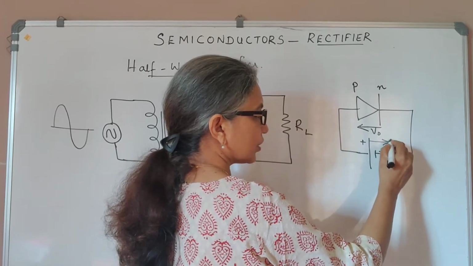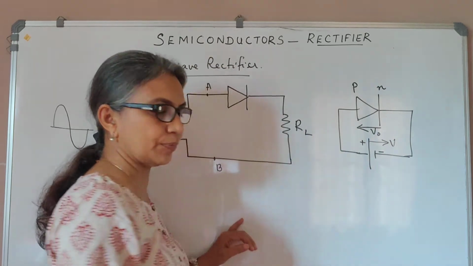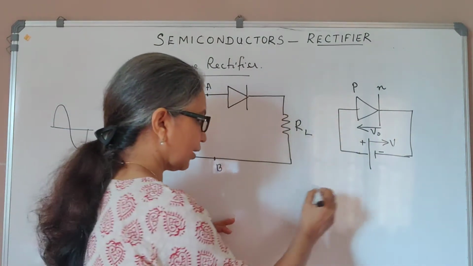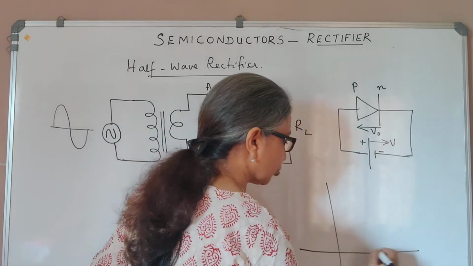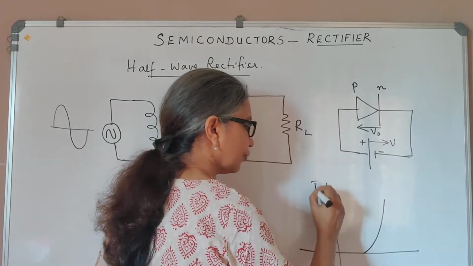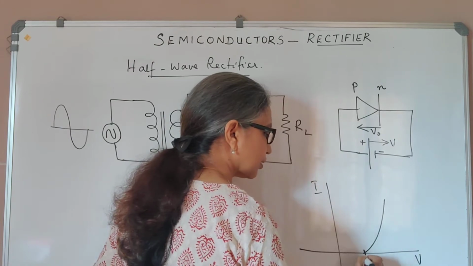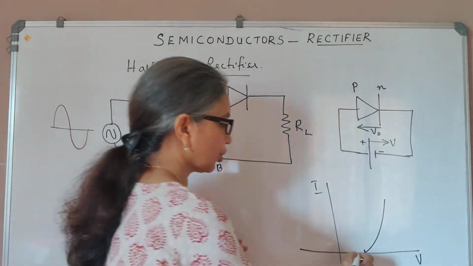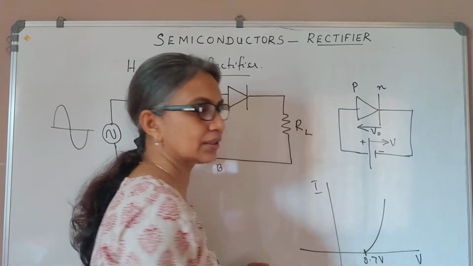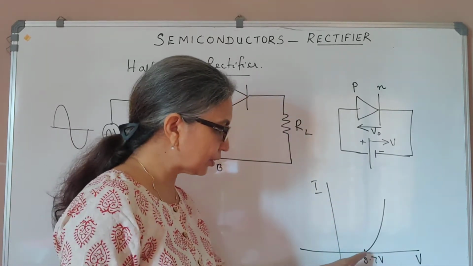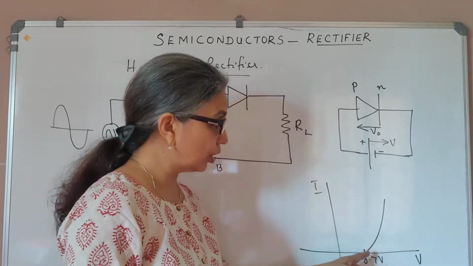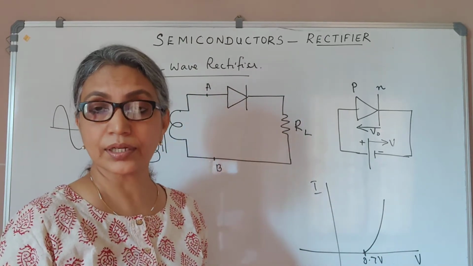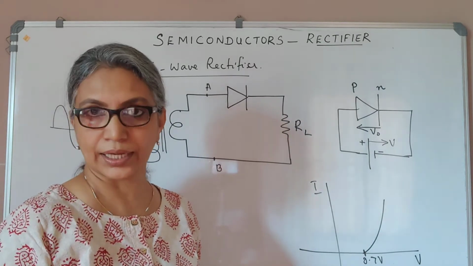So the supply voltage is now opposing the potential barrier, which means the depletion region becomes thinner, and what we have will be a large diffusion current. This is the threshold voltage or the knee voltage, which is around 0.7 volt for any silicon semiconductor. At this threshold voltage, you will see a large diffusion current under forward bias, because this current is due to the majority carriers.